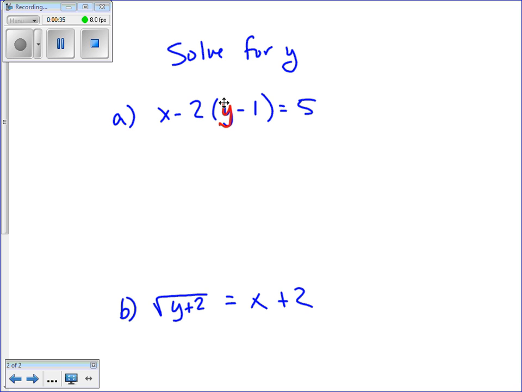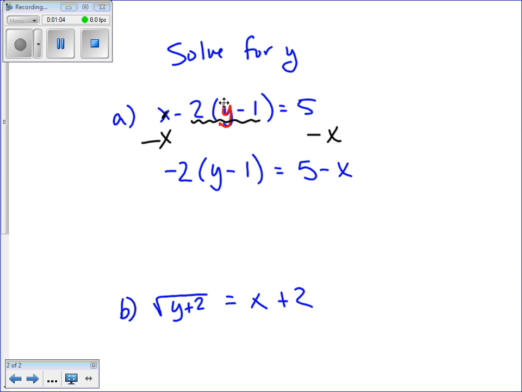So for example, I see that I have an x minus 2. So this x is sort of hanging out. Remember, this 2 is attached to the y minus 1. So I could subtract x from both sides of the equal sign. Now if I do that, I'm going to end up with negative 2, because now I have 0 minus 2, which is negative 2, times y minus 1 equals 5 minus x, or negative x plus 5.